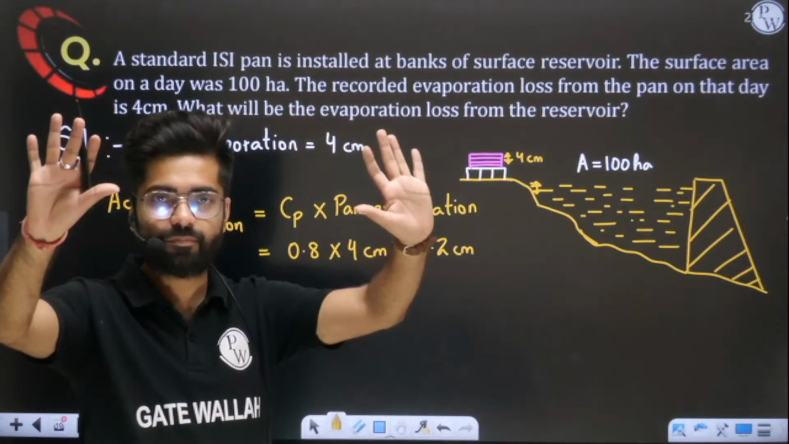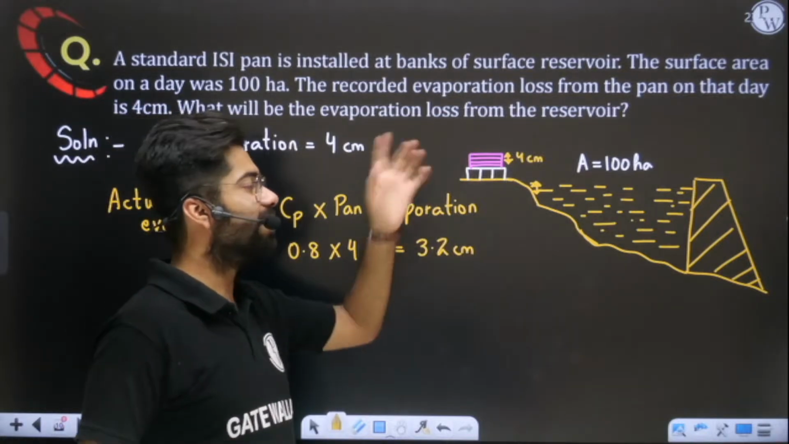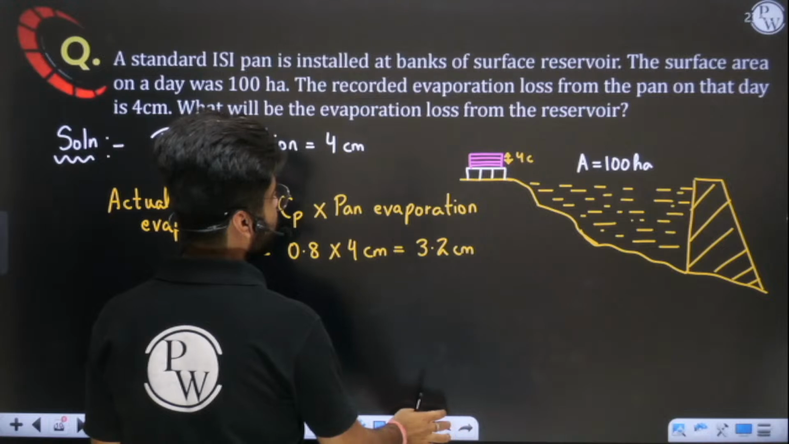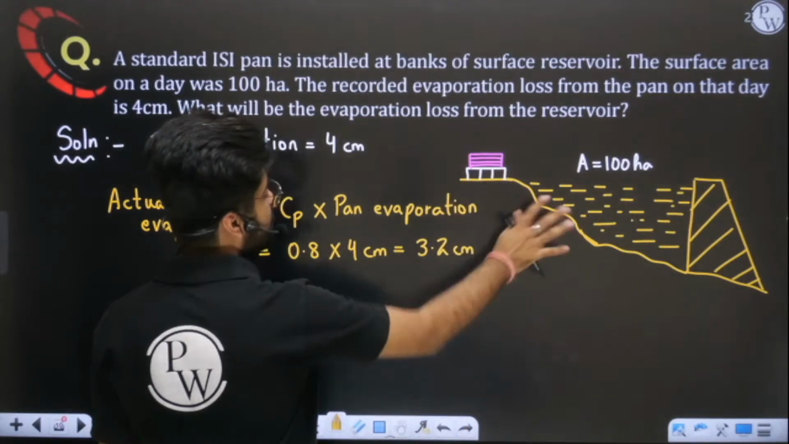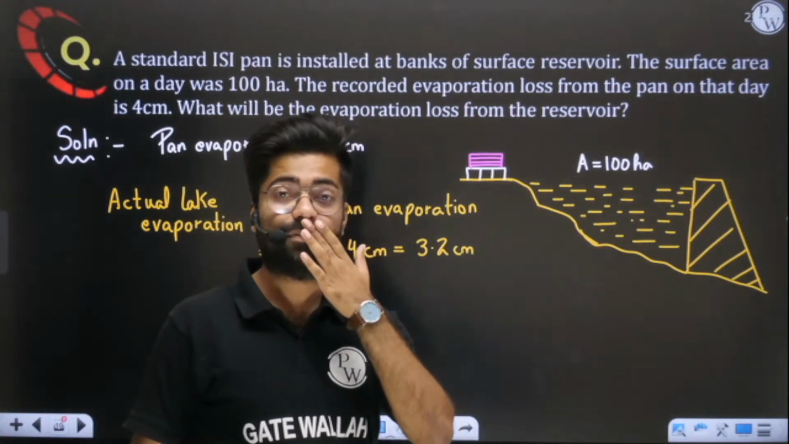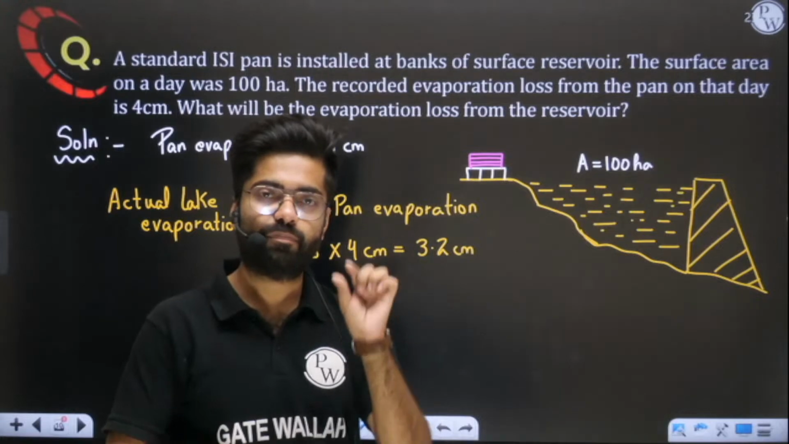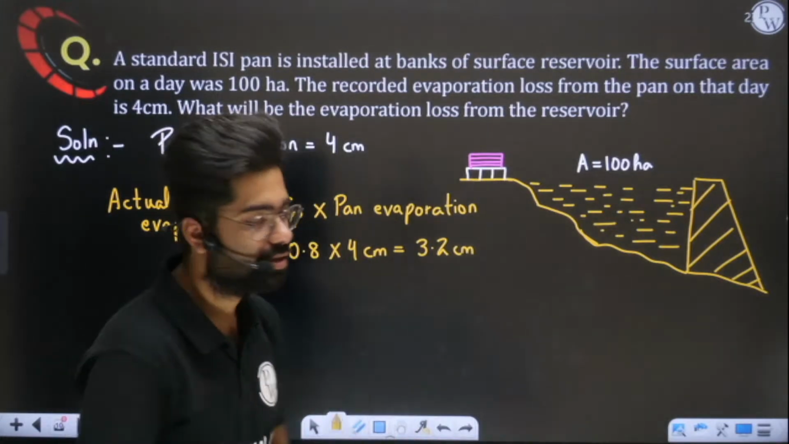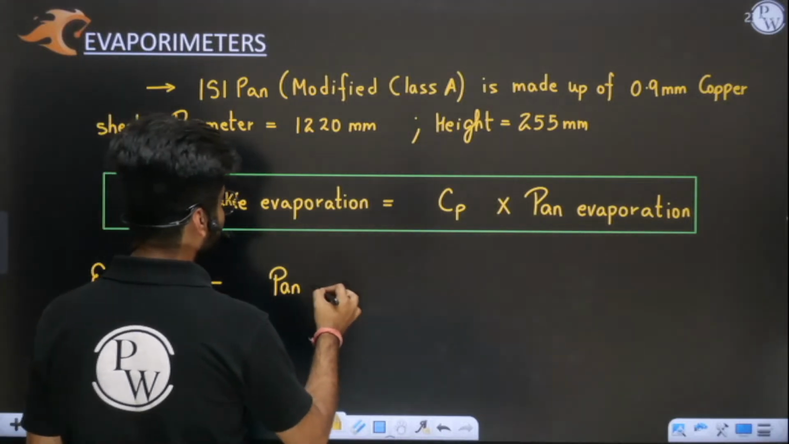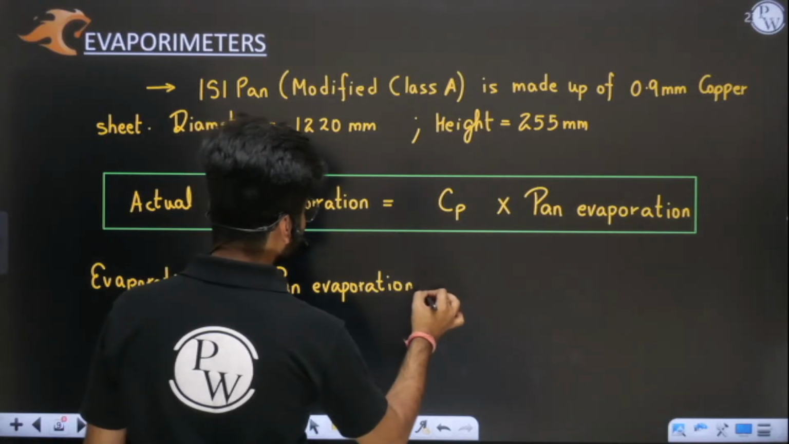Is this thing clear? Sir, in lake 3.2 centimeter and in pan 4 centimeter. That means pan has more evaporation. If we talk of constant area, let us assume pan and lake both have the same areas, then also pan will have more evaporation. Sir, you are simply saying that pan will have more evaporation. Can you tell me, sir, why?